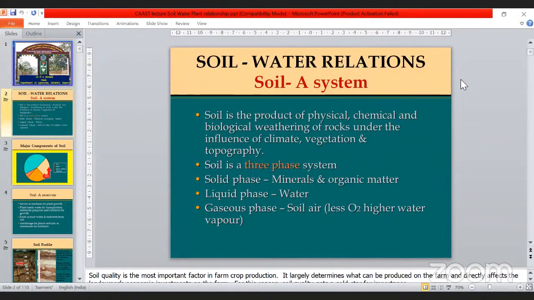One click this one, and you can get an idea of it. So going for any kind of crop production, we have to learn what the soil-water relationship is. So first we'll see the soil as a system.